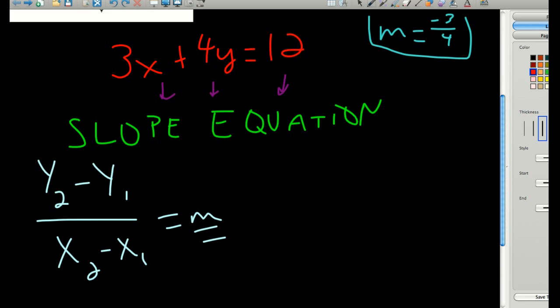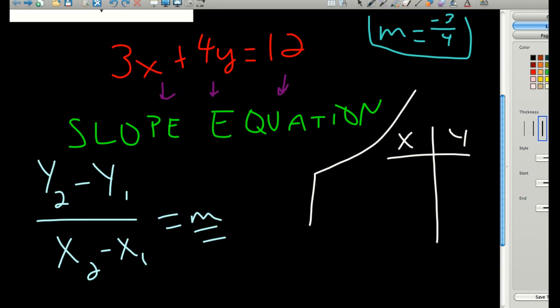So I'm going to draw the table again. I'm going to get a different color, actually. I'm going to go for white. And I'll just draw a simple x and y chart, and we need 2 points. I'll explain why in a second, but take for granted right now that we're going to need 2 points to satisfy this.